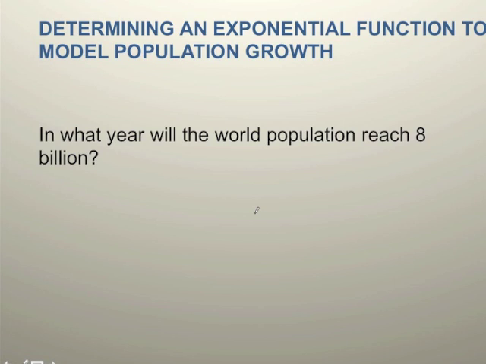When will the world population reach 8 billion then? So we're still using that same equation. F of t equals 6.079 e to the 0.0126t. And we want it to reach 8 billion, so we'll have 8 equals 6.079 e to the 0.0126t. And we're solving for t.